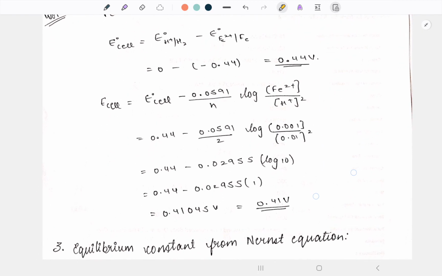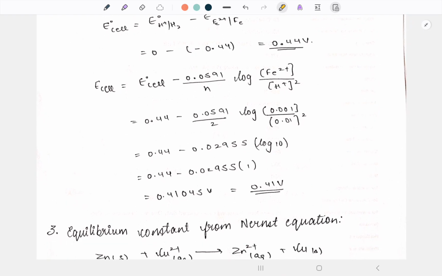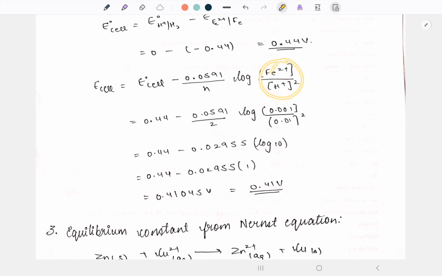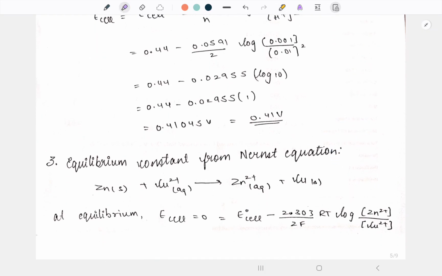And the E cell can be calculated using the Nernst equation, and we are already given these concentrations in the cell representation. So finally we get the answer to be 0.41 volt. Now let us study the equilibrium constant from the Nernst equation. How do we actually get the equilibrium constant from a Nernst equation?